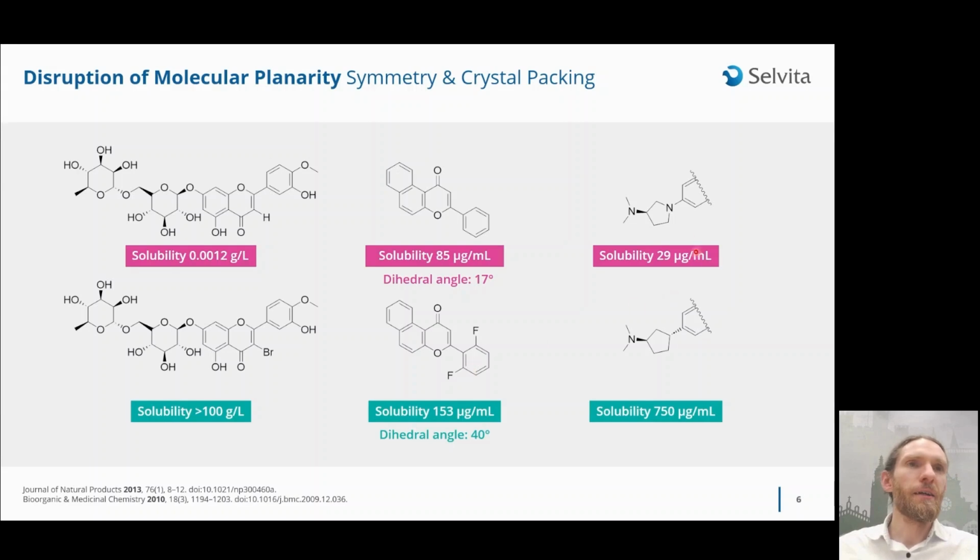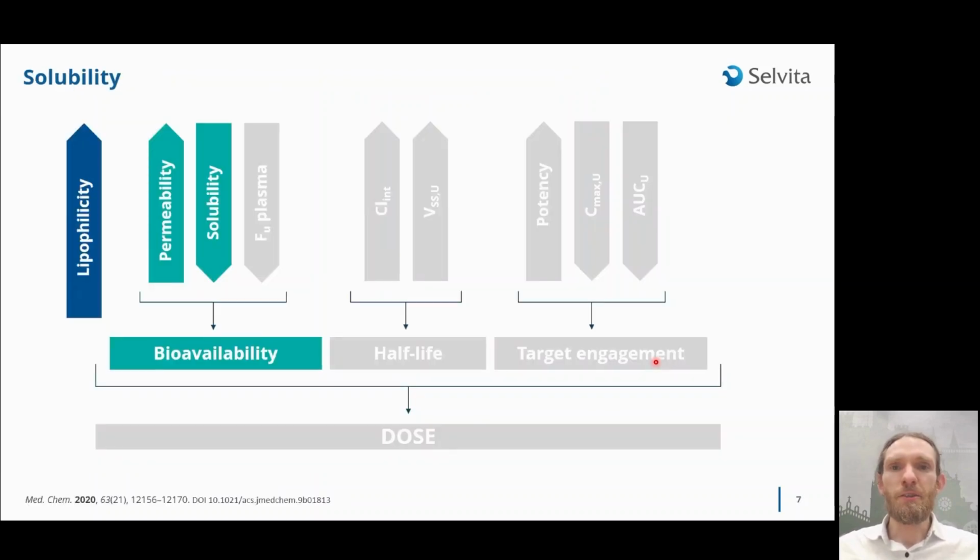And finally, we have a matching pair of this pyrrolidine and cyclopentane. The improvement of solubility is tremendous through the disruption of planarity and symmetry. This is a more planar molecule, and this is more 3D rich. So disruption of molecular planarity and symmetry is one of the most powerful strategies to improve solubility. With this, we've finished talking about solubility.